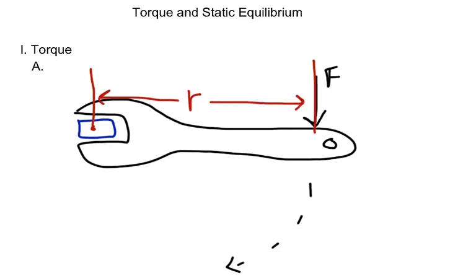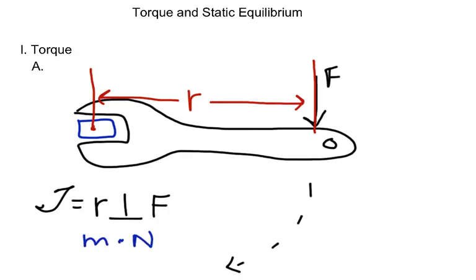If I know the distance away from the pivot point, and I know the force that I'm applying to the tool I'm using to rotate, then I can find the torque. So torque, using the Greek letter tau, is equal to the length of the lever arm, the distance from the pivot point to where you're applying your force, multiplied by the perpendicular force. The SI unit for torque is a meter multiplied by a newton.